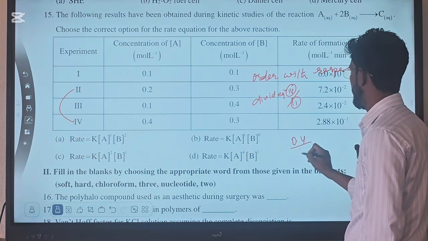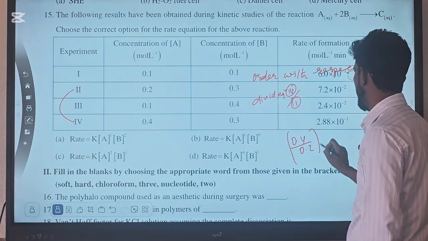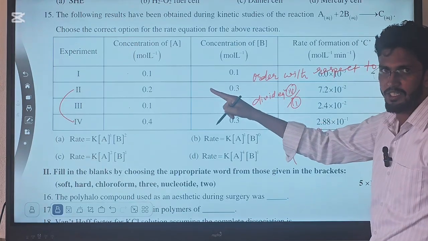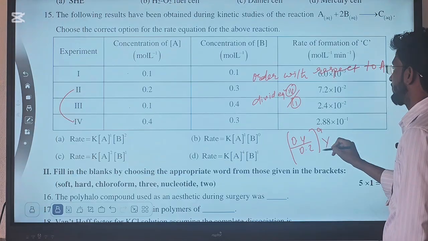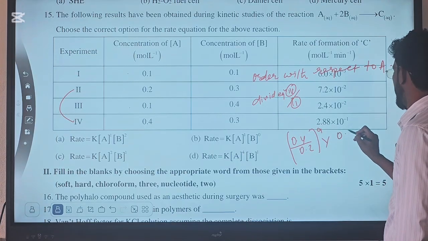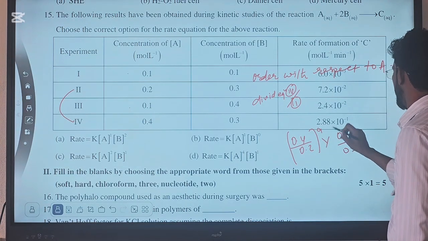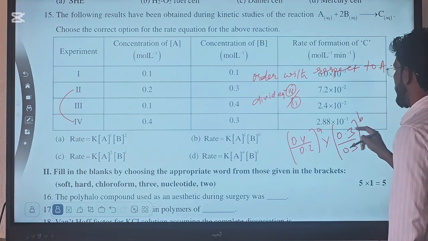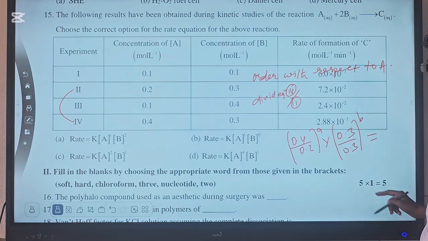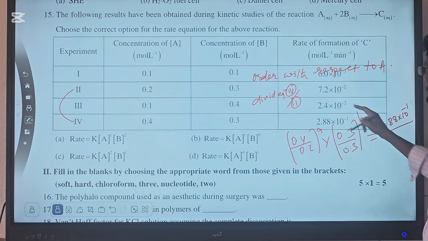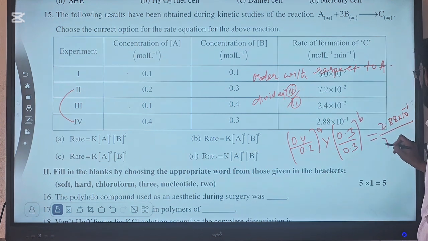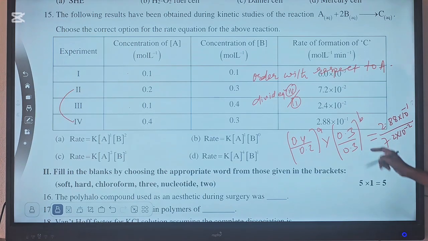0.4 upon 0.2 to the power A. A is the order with respect to A. Now into here is 0.3 upon 0.3 to the power B is equal to the rate of formation of C, 2.8 into 10 to the power minus 1 upon 7.2 into 10 to the power minus 2. Now what is the answer we got here?